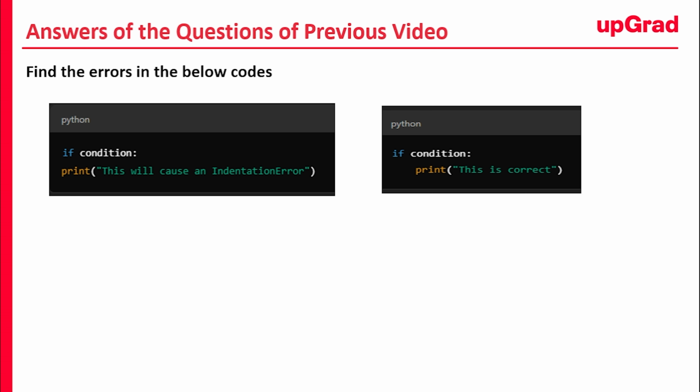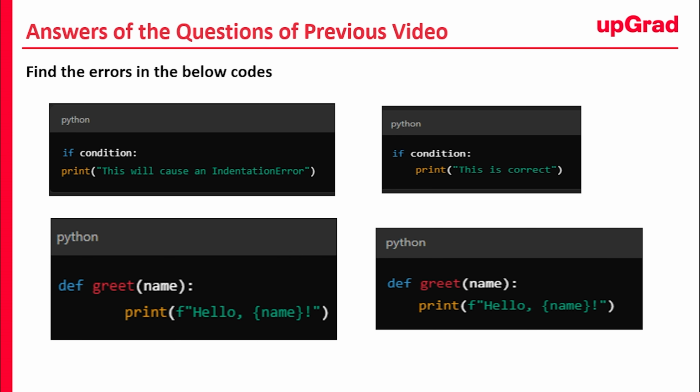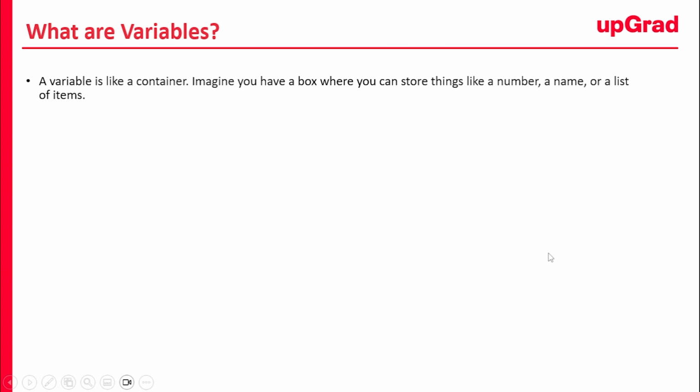It should be approximately under the condition part over here, right? The second question, again, it's too much indentation. It should be under the word greet over here. So, that is exactly how it is supposed to be, right? So, in this one also it should be closely enough under this to get this condition of if to be completed, right? So, this was the answers of the previous video.